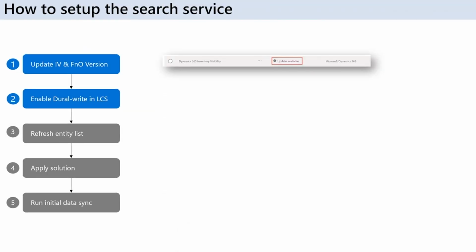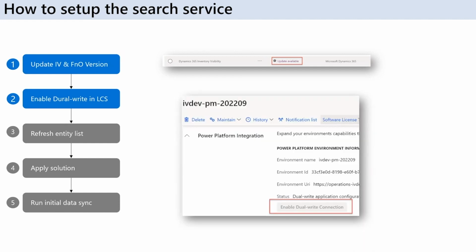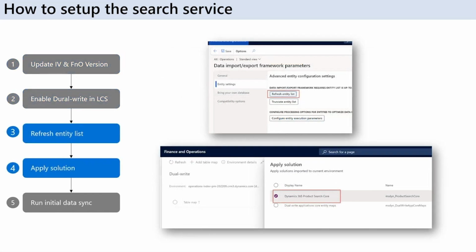This is about how to set up the search service. It's simple. In PPAC, the Power Platform Admin Center, you will see the Dynamics 365 Inventory Visibility app. If you haven't installed it, just install it. If you already did, you need to update. Then the product search service inside the app will be installed as well. Since we are using DualWrite, customers will need to enable the DualWrite connection in their LCS project. Then for FNO customers, when they log on to FNO, they need to refresh the entity list. Then the data entities will be refreshed and reflected in data management.